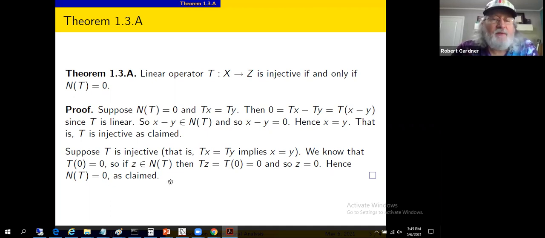Let's reverse it, the converse. Suppose T is injective, that is T of X equals T of Y requires X to equal Y. And let's see what's in the null space. You know T of 0 equals 0. Linear transformations always map the 0 vector to the 0 vector. Easy enough, show it by considering T of 0 plus 0. Use the linearity and you'll draw this conclusion. So if we take Z to be something in the null space of T, then T of Z must be 0. That's what that means.